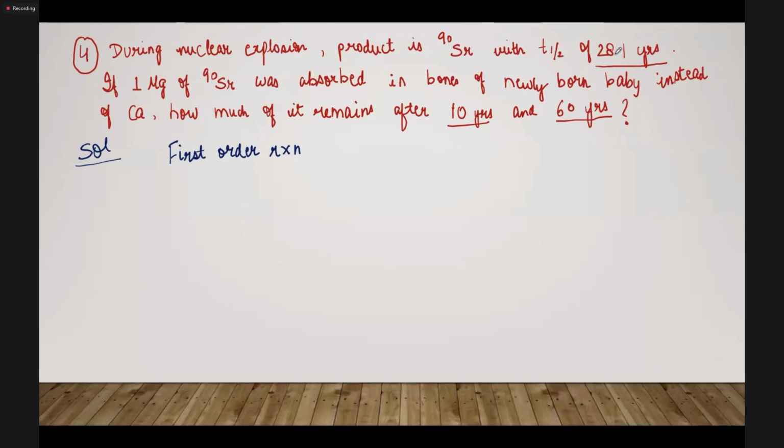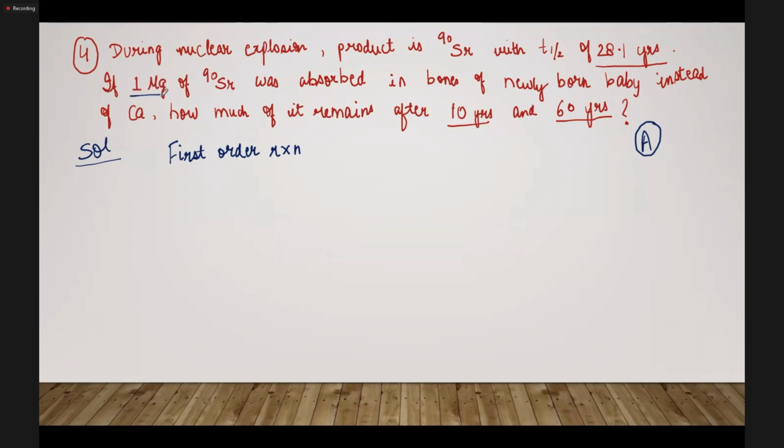Now you read the second part of the question. It says that 1 microgram of 90Sr. आप 90Sr भूल जाओ, आप सब बस इतना सोचो कि ये कुछ एक A है, मतलब it's a reactant and it is being absorbed in a newly born baby in his body. in a newly born baby की bones में absorb हो गए. So basically this is the initial concentration. ठीक है, क्योंकि न्यूली बॉर्न बेबी है और 10 साल बाद और 60 इयर्स बाद क्या होगा एक्चुअली. ठीक है, सो दिस 1 माइक्रोग्राम इज द इनिशियल कंसंट्रेशन.